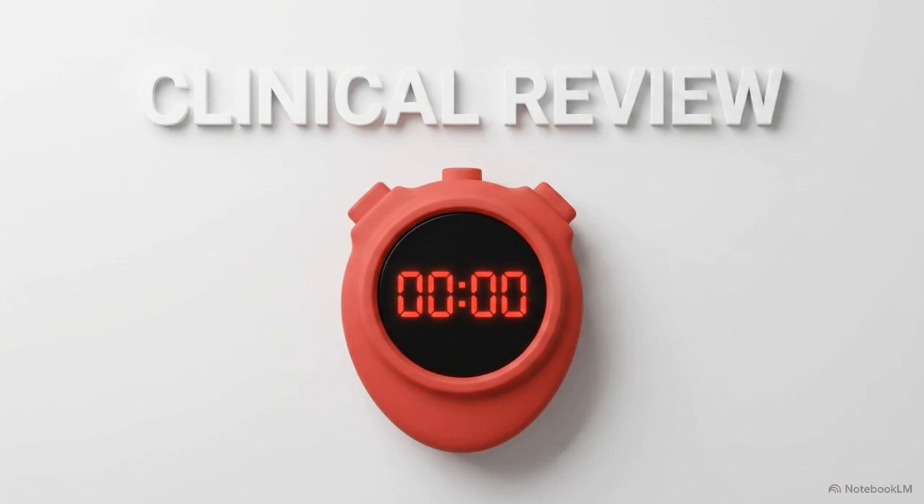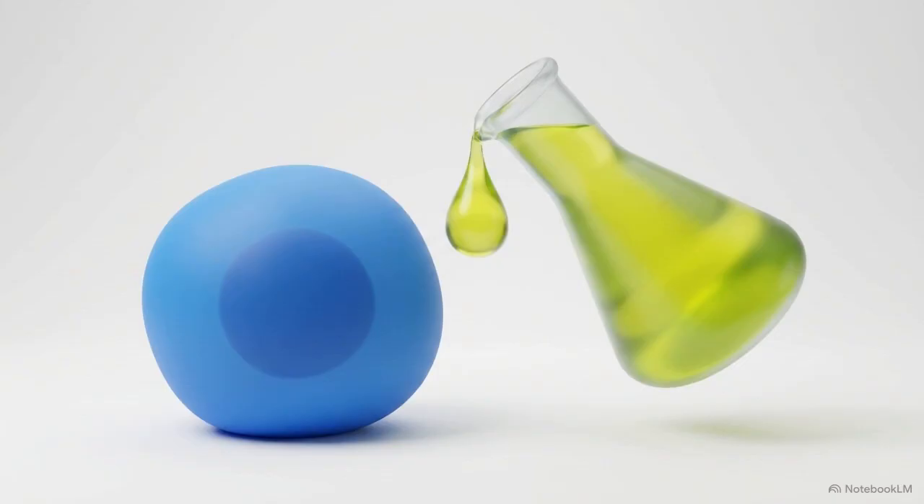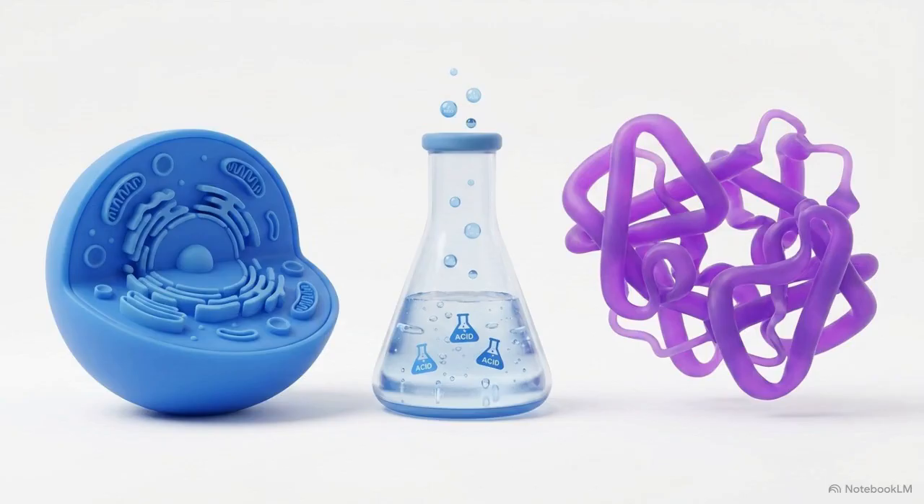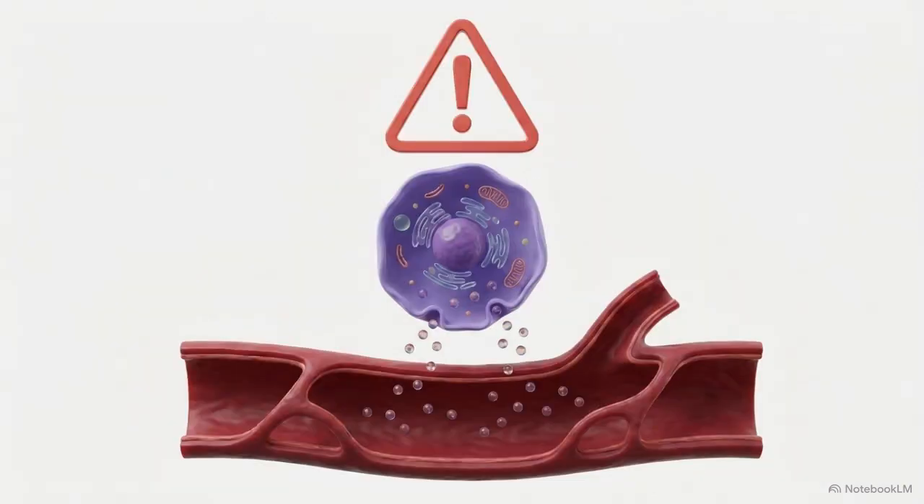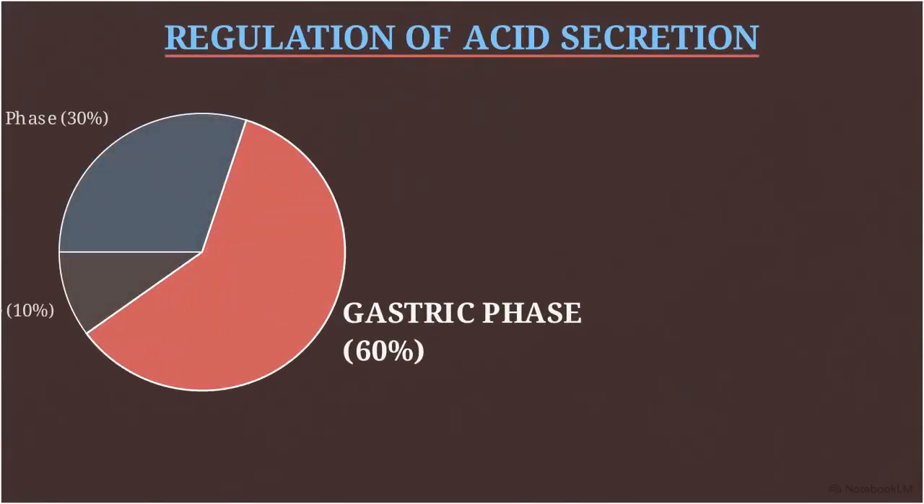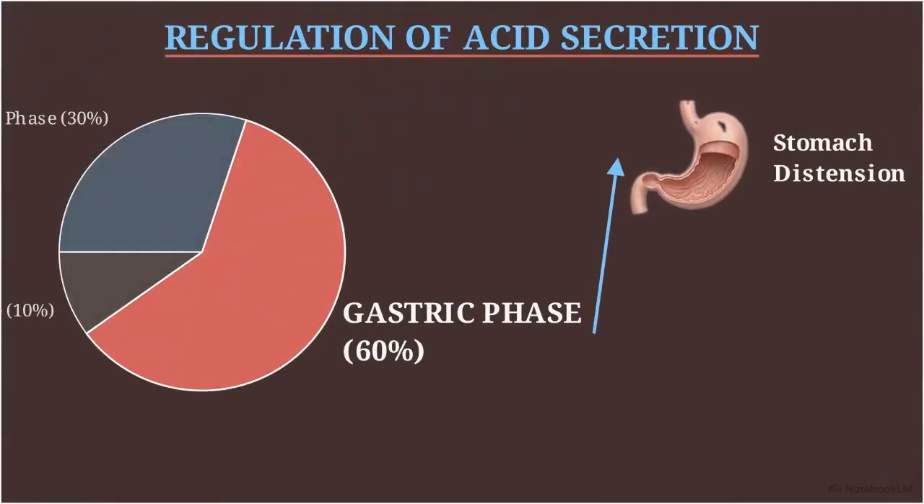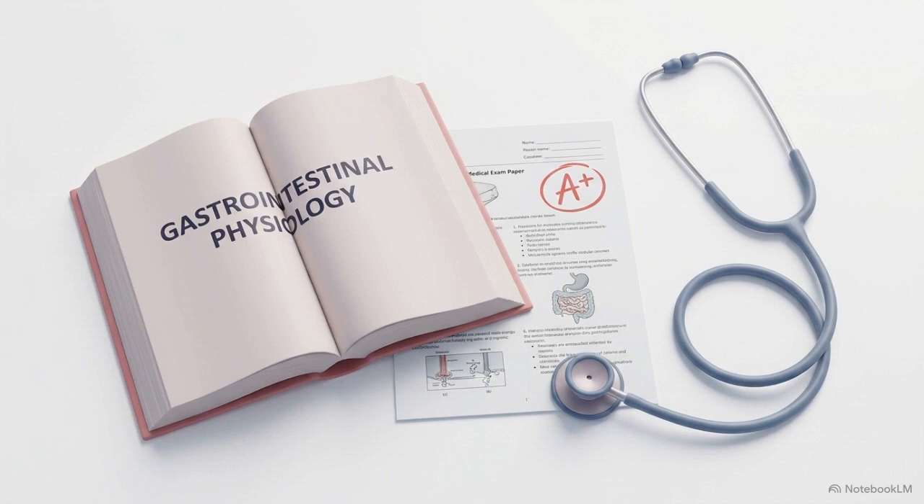Match the cell to the secretion. Parietal cells secrete hydrochloric acid and intrinsic factor. Chief cells secrete pepsinogen. Remember the exception. G cells are endocrine. They secrete gastrin into the bloodstream to stimulate parietal cells indirectly. For regulation, the gastric phase drives 60% of total acid secretion, triggered directly by stomach distension and the presence of amino acids. You now possess the mechanistic foundation to confidently break down the physiology of the gastric engine on any board or essay examination.